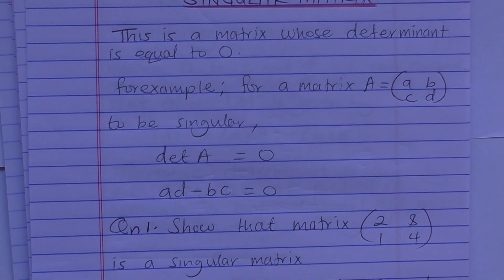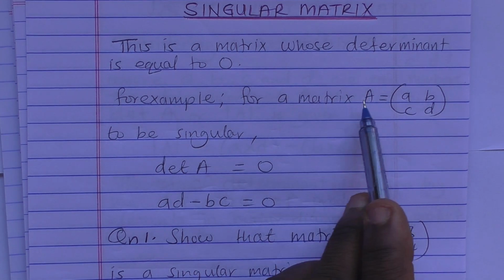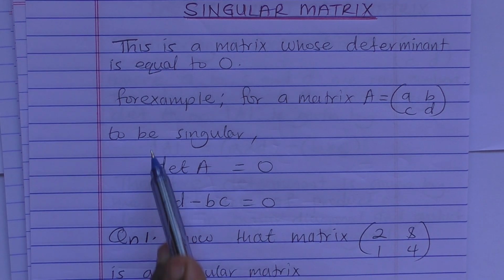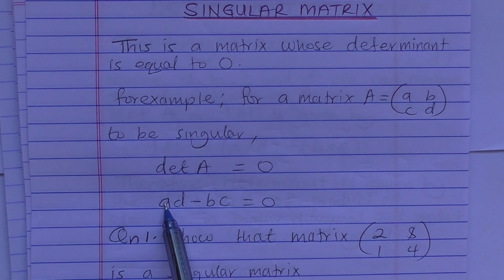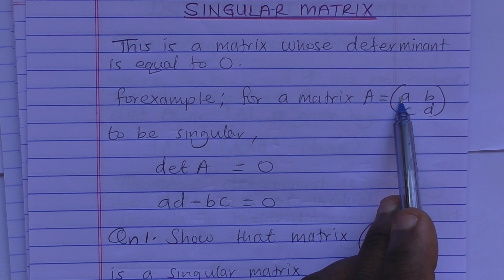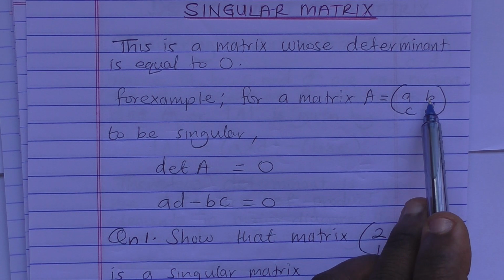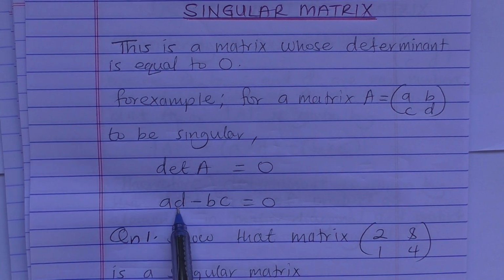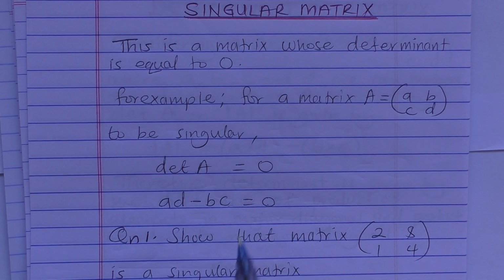So, for instance, for a matrix A, which equals A, B, C, D, to be singular, the determinant of A equals 0. That is to say, we saw how we get determinant. We multiply the elements in the major diagonal, that is A times D, take away the product of elements in the minor diagonal, that is B times C. And that means that AD minus BC must be equal to 0 for a singular matrix.